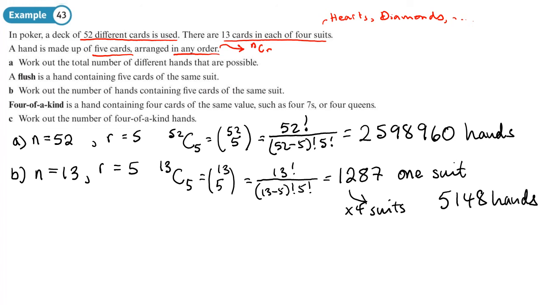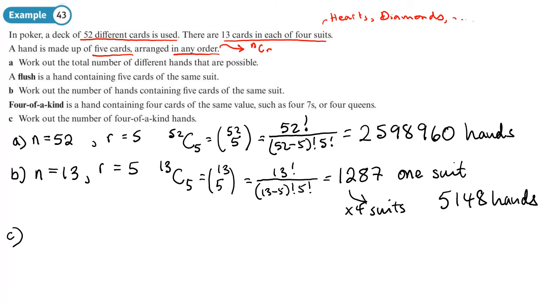So part C here, it now says 4 of a kind is a hand containing 4 cards of the same value, such as 4 sevens or 4 queens, but all 4 cards, they're all the same value. Work out the number of 4 of a kind hands. Okay, so in this part C of the question, what we need to remember is that we're picking 5 cards, yeah, and we want 4 of them to be the same. So we're still picking 5 cards.